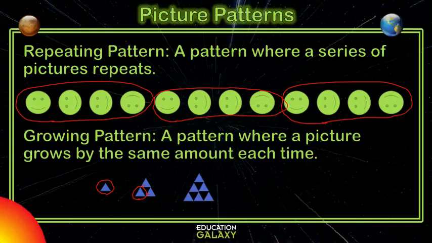Then we have the second figure right here, and it grew three more triangles. Then our next figure was here, and it grew one, two, three, four more triangles. So each time, it's growing another set of triangles along the side. Let's look at some examples of picture patterns.